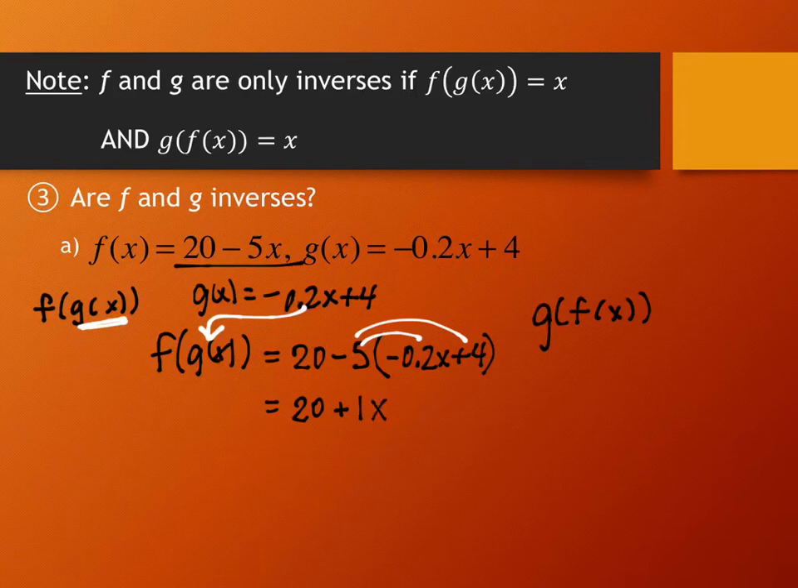And then I have negative 5 times positive 4, which gives me what? Negative 20, and then what do you see happening? Yep, positive and negative 20. So this leaves me with x. So I stand a good chance at this being an inverse.